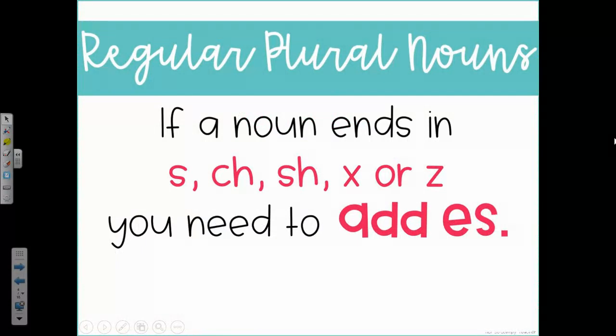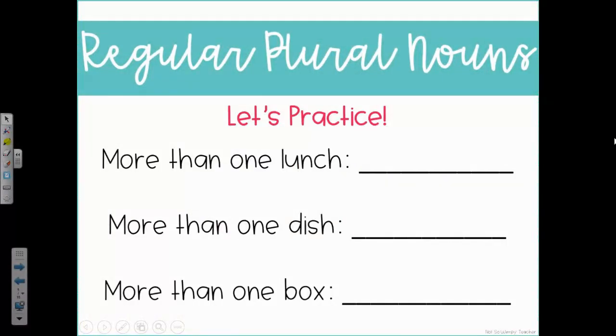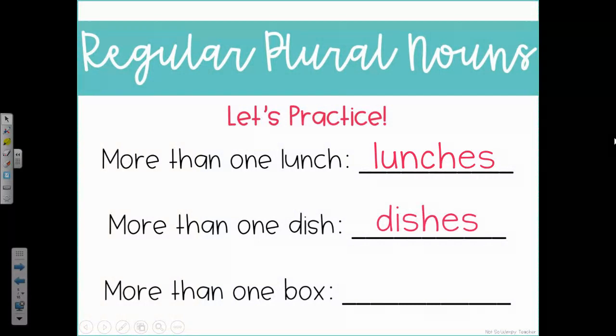But if a noun ends in S, CH, SH, X, or Z, the rule is you need to add ES to the end. Here are some examples of those. More than one lunch, you have to say lunches with ES at the end. More than one dish becomes dishes. More than one box becomes boxes. These are still regular plural nouns. They just follow a different rule of adding ES to the end.